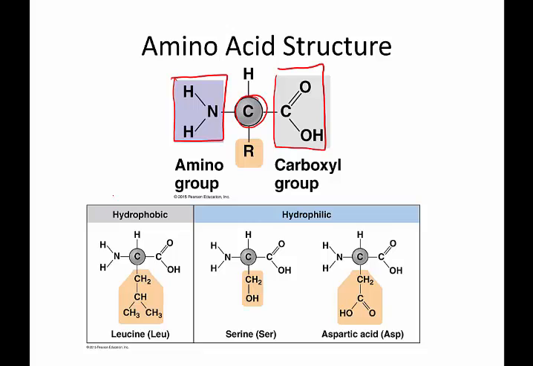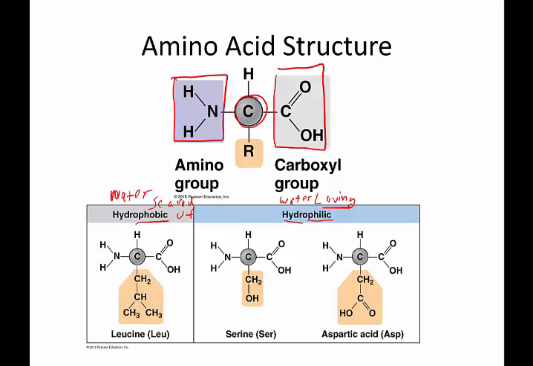So hydro means water. Phobic, you can think of a phobia. So you have a phobia of spiders, or you have a phobia of earthquakes. So phobic means scared of. For philic, that's actually the exact opposite of phobia, so that means loving. Hydro, again, means water. So some amino acids don't like water, ones like leucine. And some do like water, so serine or aspartic acid. Those like water, or are hydrophilic.